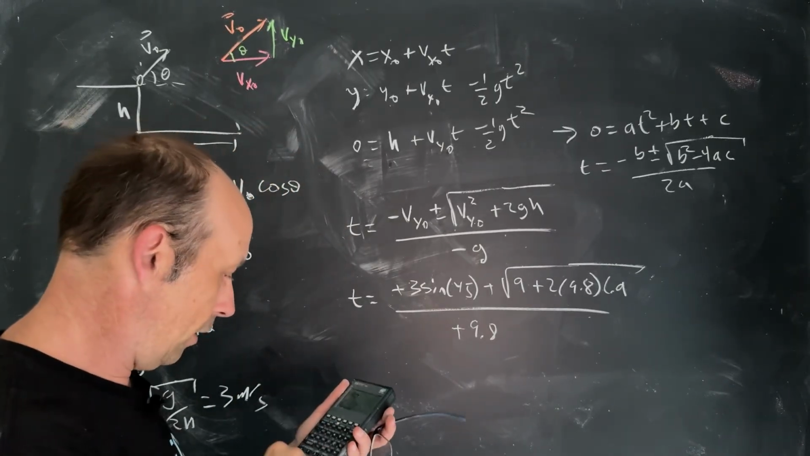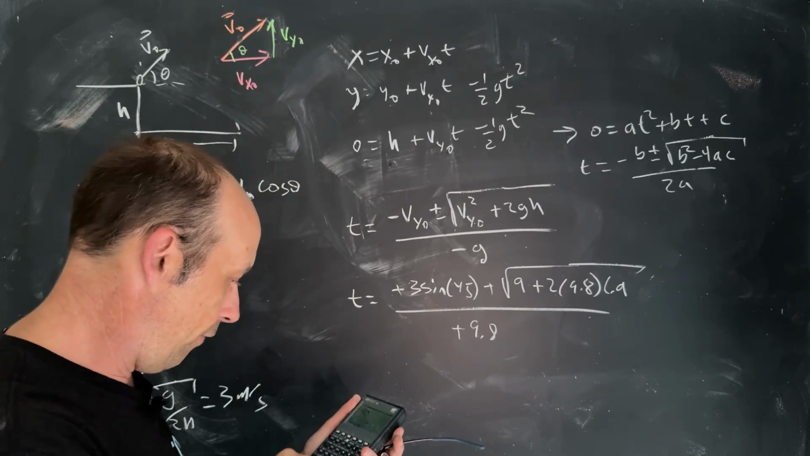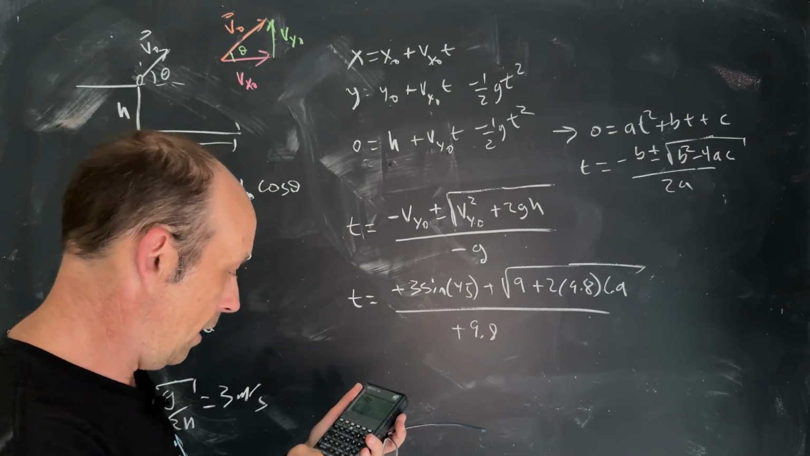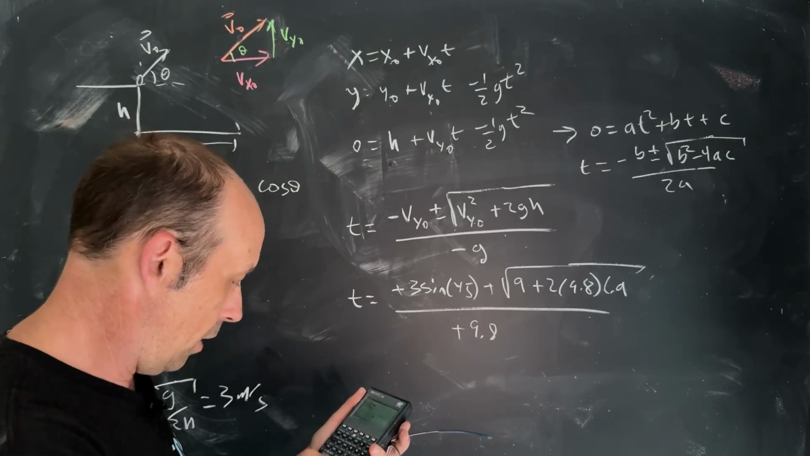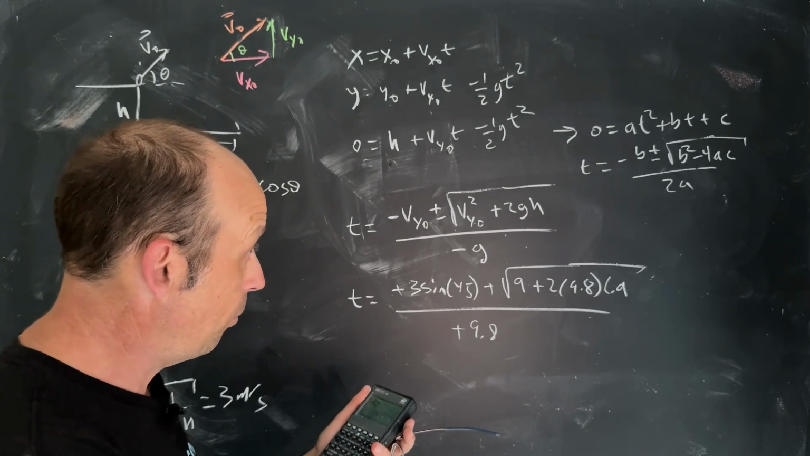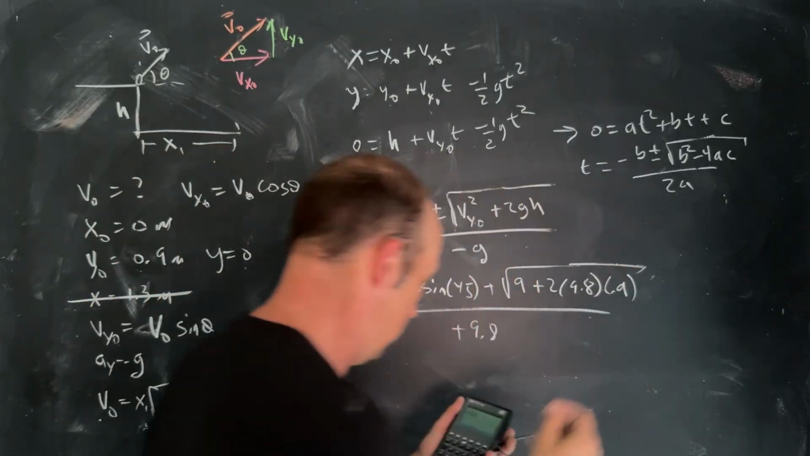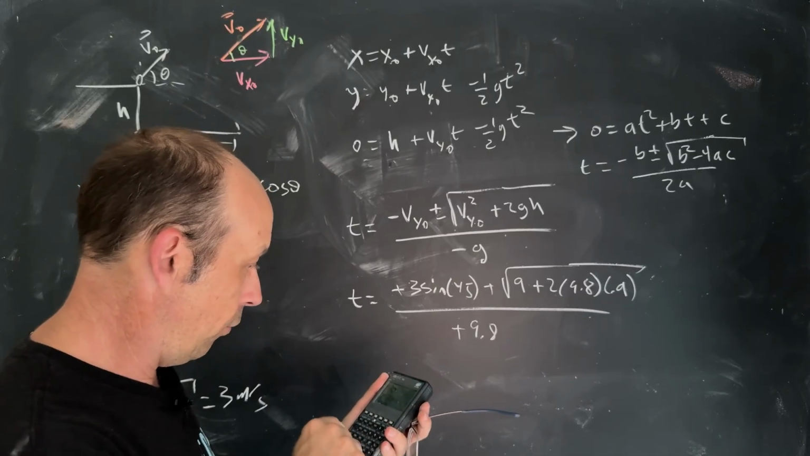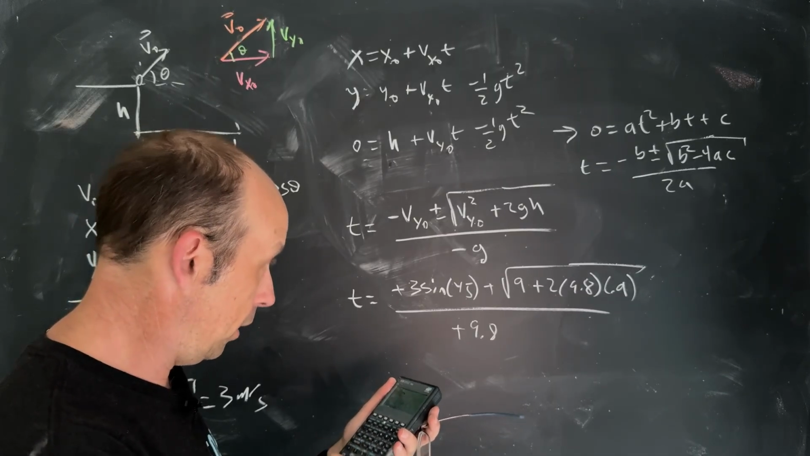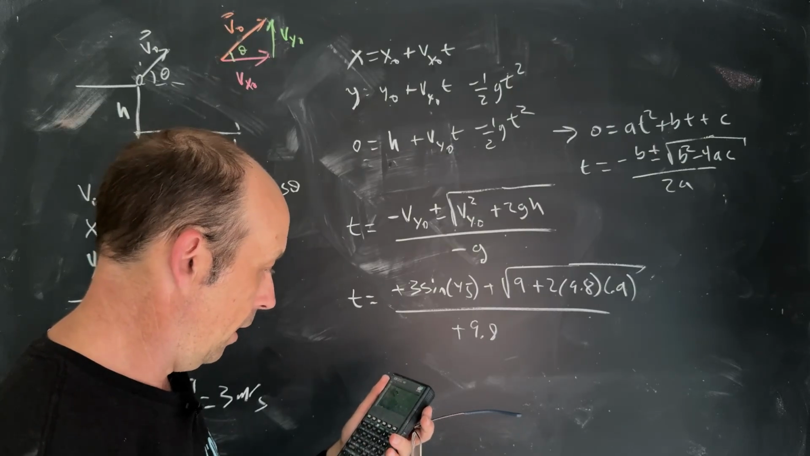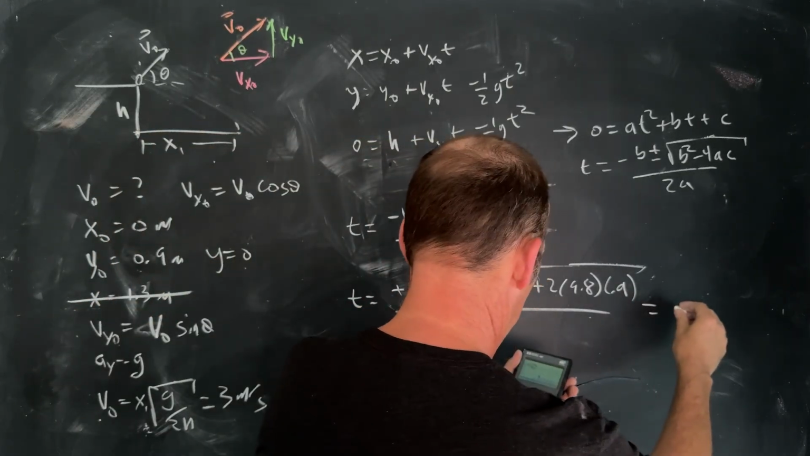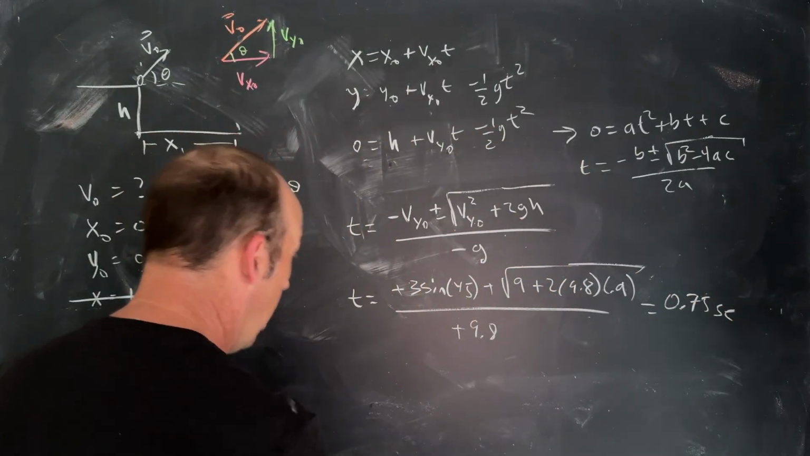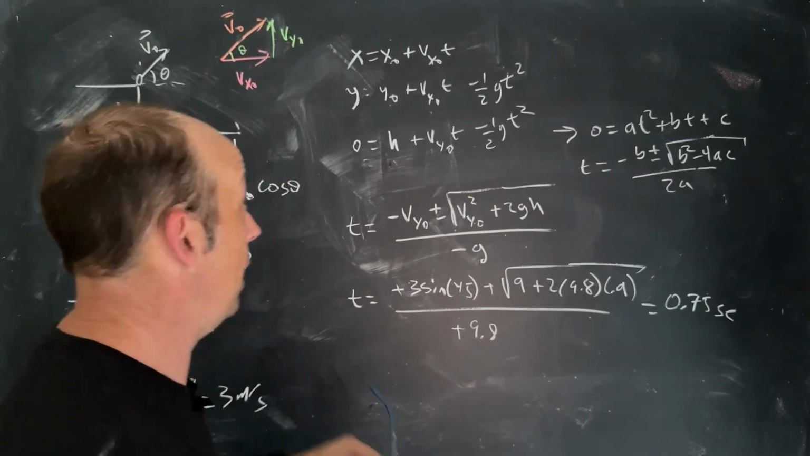Okay, so let's put it in our calculator. So I have the 3, and then I have 45 sine, and then multiply that, and then I have 9, enter, 2, enter, 9.8 times 0.9, parenthesis, 0.9 times plus square root plus 9.8 divided by. I get a time of 0.75 seconds. Now I can go back up here and use that time in my x equation.